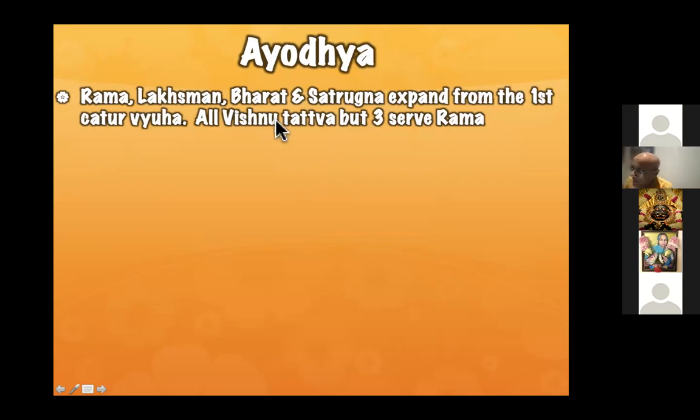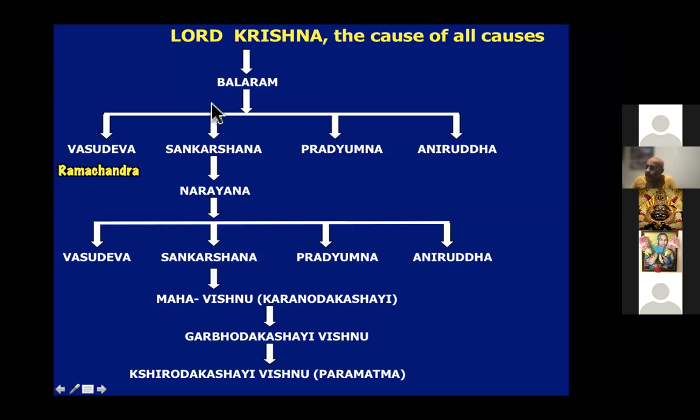Ram, Lakshman, Bharat, Shatrughna. They expand from the first Chaturvyu, and they are all Vishnu Tattva. Some people believe that only Ram is the Supreme Lord, but actually they are all Supreme. They're all Vishnu Tattva. But the three, Lakshman, Bharat, Shatrughna, are servitors of Ramachandra. They're God, but they're servitor gods. They serve Ram.